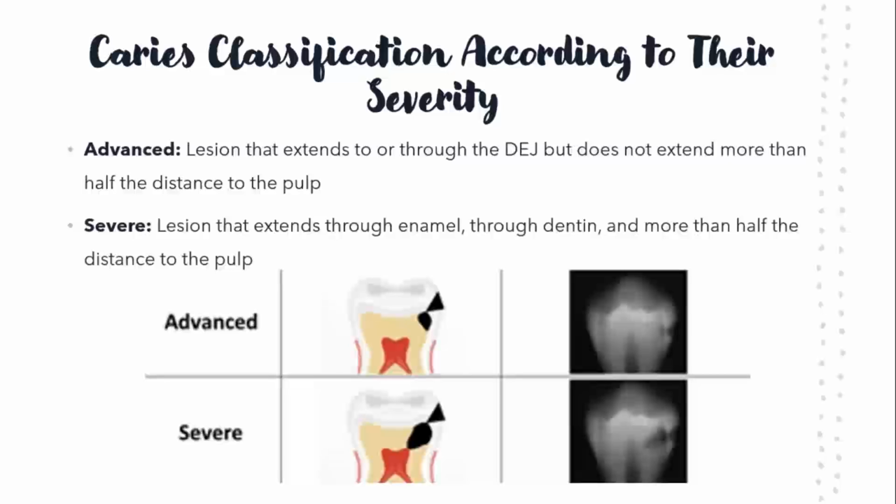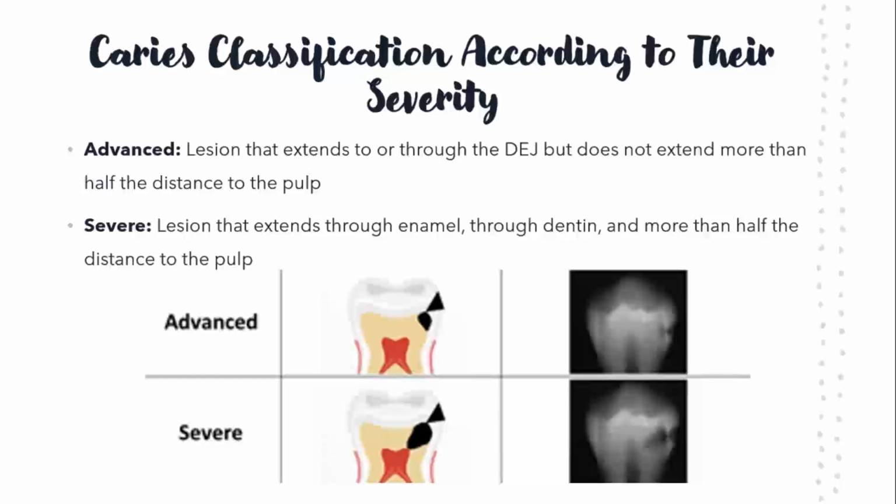Advanced is a lesion that extends to or through the dentino-enamel junction but does not extend more than half the distance to the pulp. Severe is a type of lesion that extends through the enamel, through the dentine, and more than half the distance to the pulp.